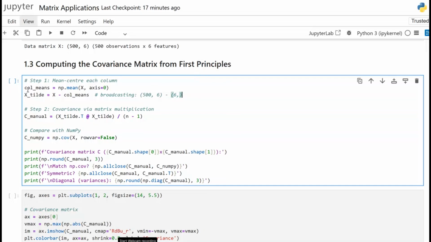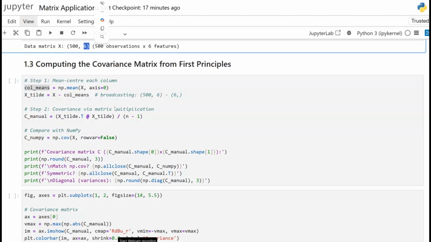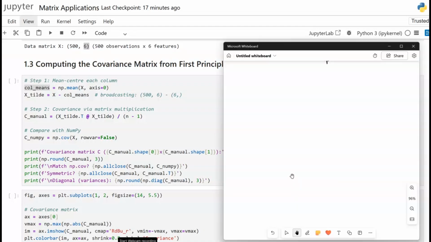Let me start with defining the column means. Dear friends, this computes the mean of each feature, that is, column-wise. And of course, we have already seen that we have 6 features, so it results in shape 6. Exactly this corresponds to the equation we have already seen: mean j equals 1 by n, summation of i equals 1 to n, x sub ij. So this is what corresponds to the column-wise centering step.